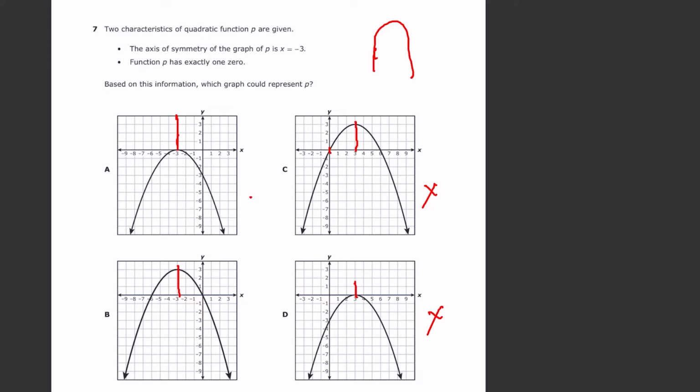So now function p has exactly 1 zero. 1 zero means that in this one you are having two zeros. So the possibility of this being the right answer is ruled out. Because it's having two zeros, you cannot take this as the option. Therefore you are having only 1 zero for this function. So therefore it is A. The option A is correct. So based on the information given, this is the correct graph which could represent p.